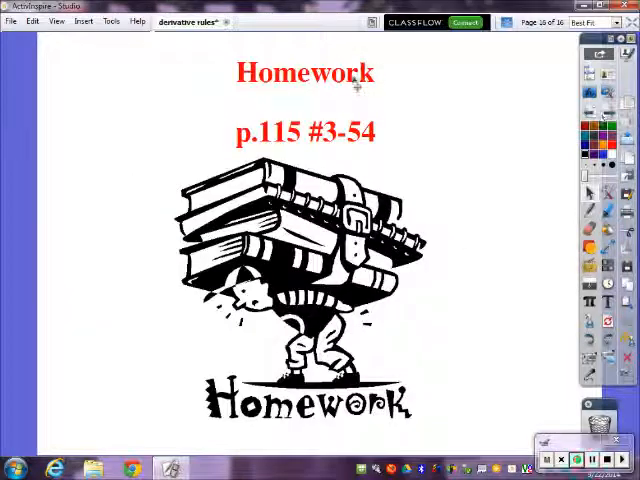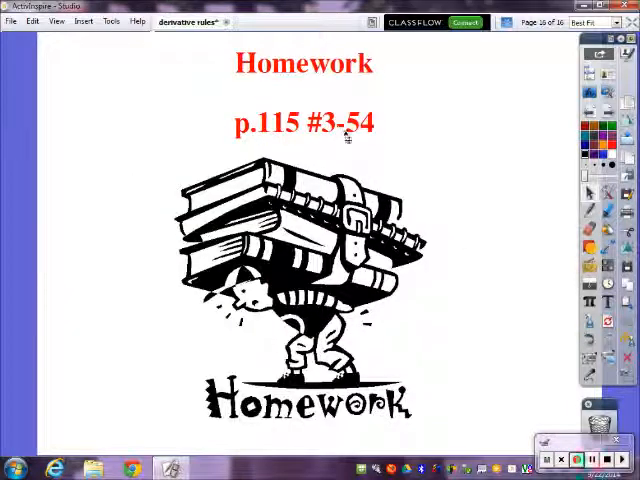Lastly, your problem set out of your textbook that relates to this is page 115, numbers 3 through 54. I know I went through these rather quickly, but because it was on video, you can go back and rewind and pause as necessary. But these are the derivative rules, and tomorrow you will have your quiz and also some practice problems with these rules.